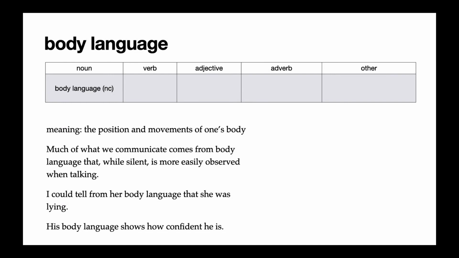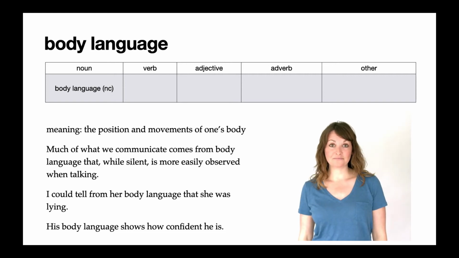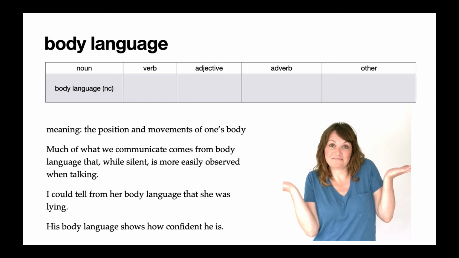Body language means the position and movements of one's body. Much of what we communicate comes from body language that, while silent, is more easily observed when talking. So our two previous words, nodding and shrugging, those are examples of body language.